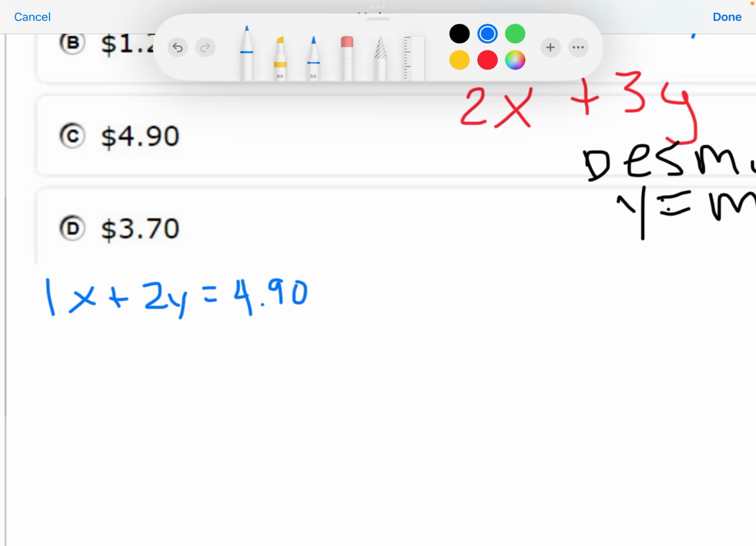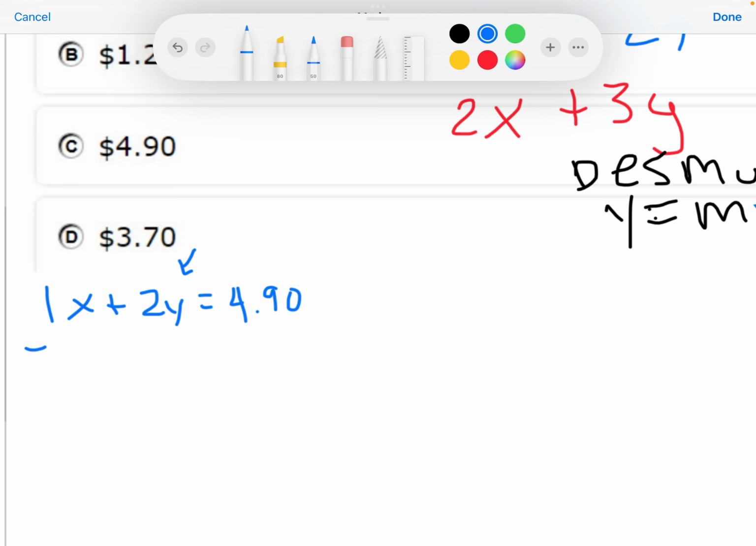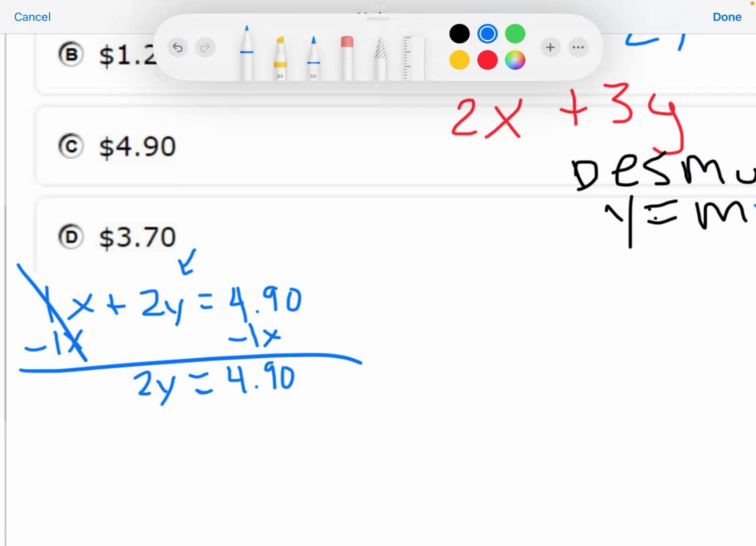Okay, let's convert this. Remember, converting, you want to get the y value by itself. Easiest way to do that, get rid of the x's first, and then the number in front of y. So to get rid of 1x, I take its opposite, which is minus 1x, and I do that on both sides. They cancel out, leaving me with 2y equals 490, and I could say minus 1x, or I can just say minus x, because 1x is the same as x. So I'm going to just do minus x so it's cleaner.